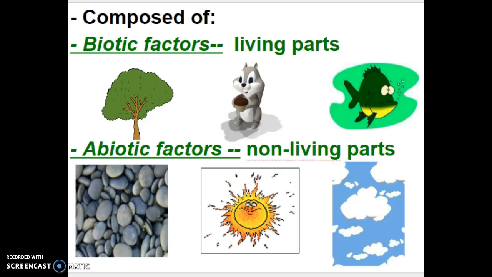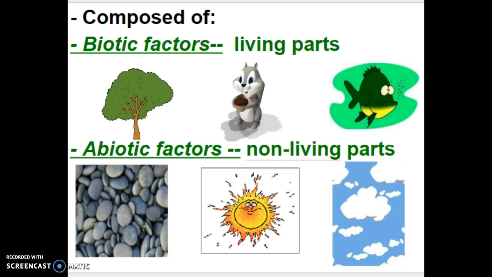In an ecosystem, of course, there are living parts. Those are the biotic factors. Remember, the stem bio means living. So anything that's living in an ecosystem is considered biotic. This would also include something that died or is decomposing. If it's organic, then it's biotic.